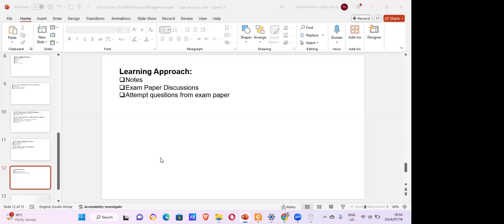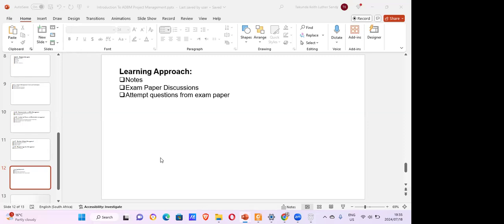And maybe in the next session that we have, we look at a question paper covering what we would have covered the previous week. So if we cover the aspect of, say, risk management, when we look at our question paper, we'll be looking at questions on risk management, so that we do some theory and we do some papers.